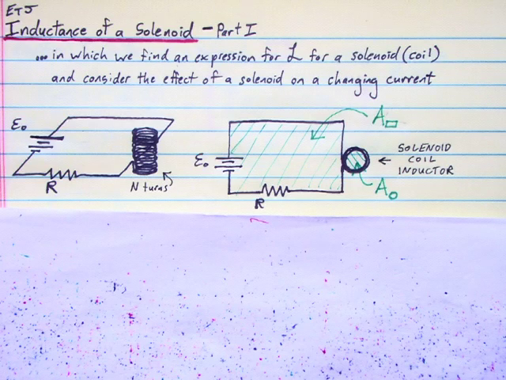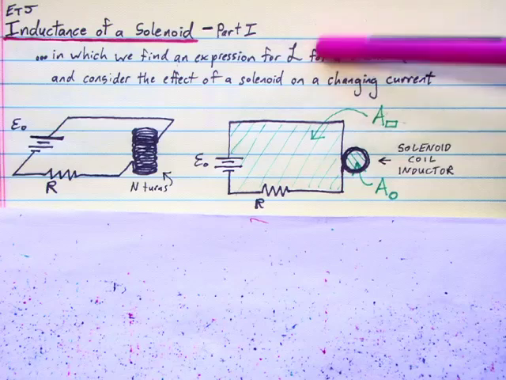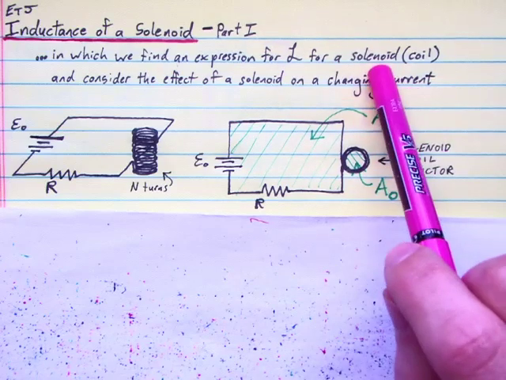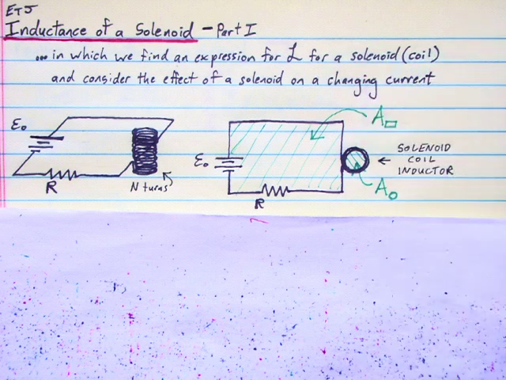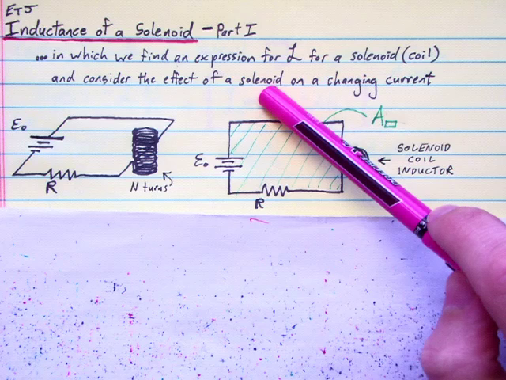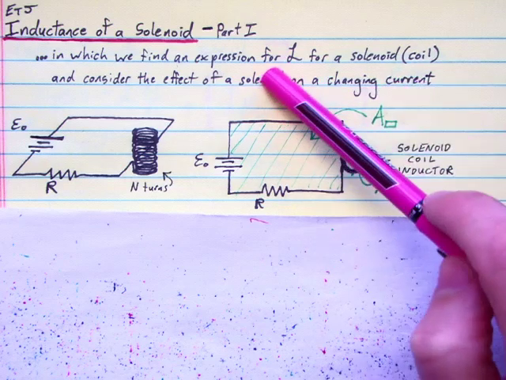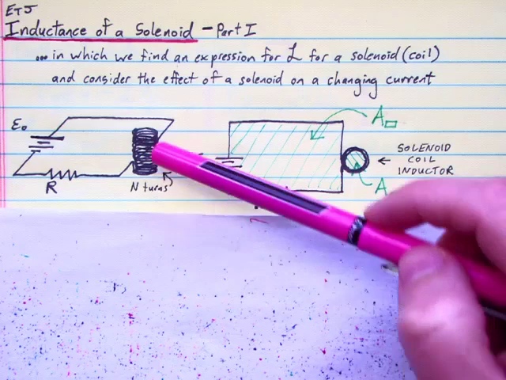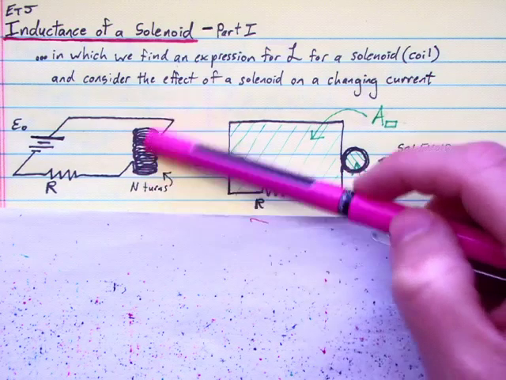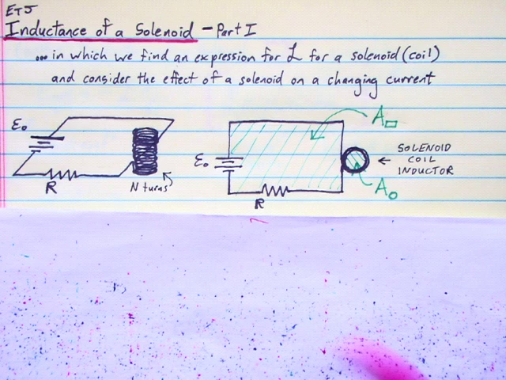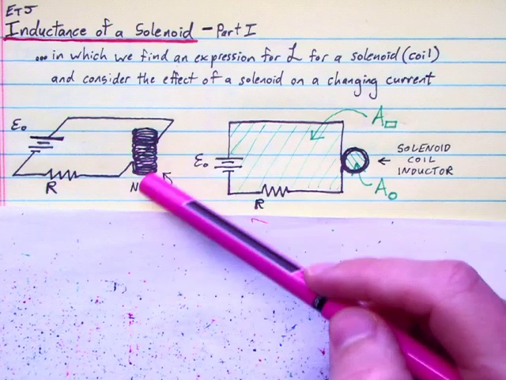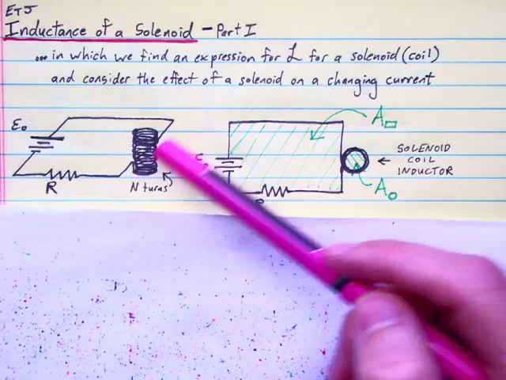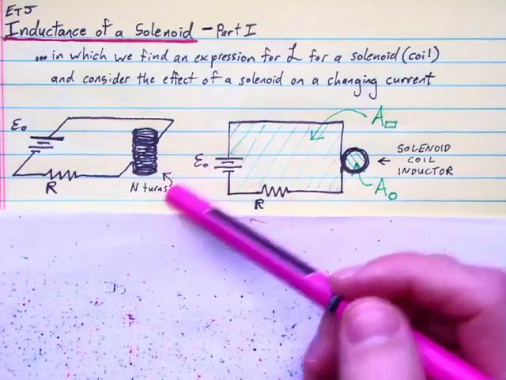We're going to derive an expression for the inductance of a solenoid, which is a coil of wire, also known as an inductor, and consider the effect of a solenoid on a changing current. So if you put a solenoid in a circuit like this, what's the effect of this solenoid, this coil, this inductor? Here I've got a circuit with a battery, a power supply, a resistor, and this cylindrical coil of wire with N turns to it.